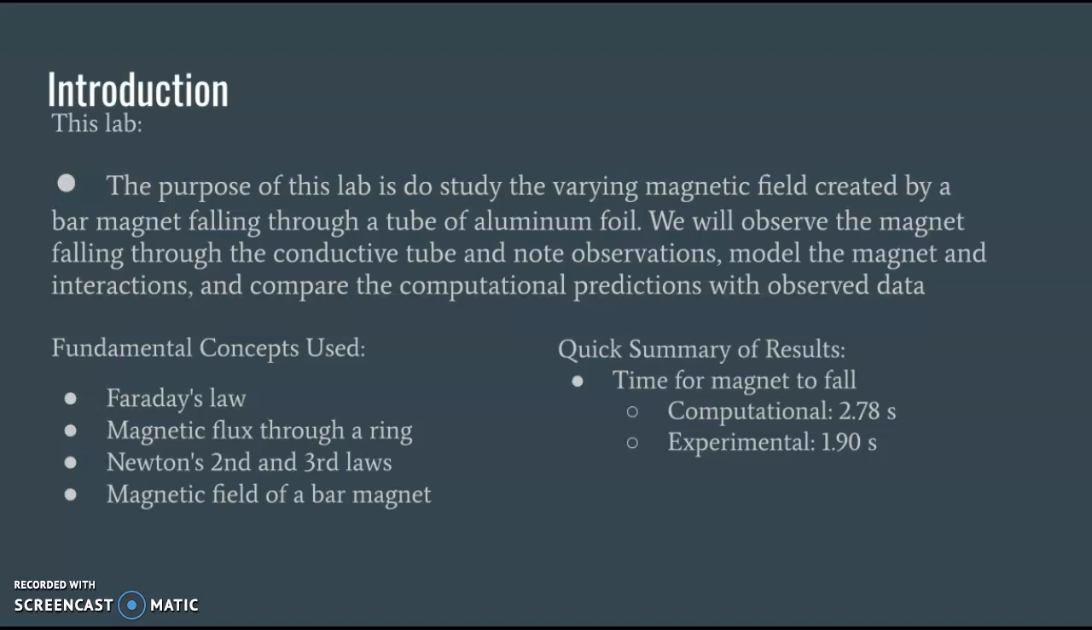Some fundamental concepts used were Faraday's law, magnetic flux through a ring, Newton's second and third laws, and magnetic field of a bar magnet. And a quick summary of the results: the time for the magnet to fall computationally was 2.78 seconds, and experimentally it was 1.9 seconds.